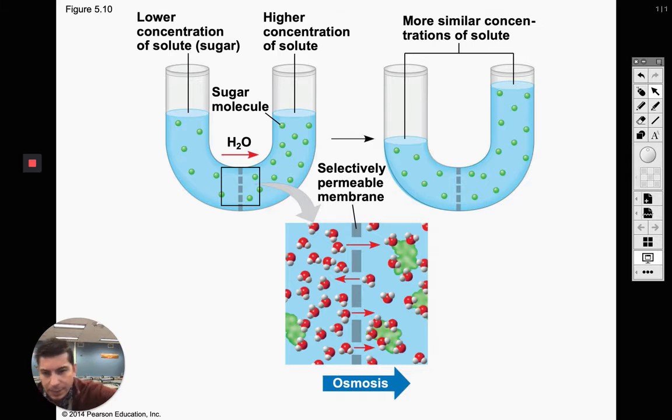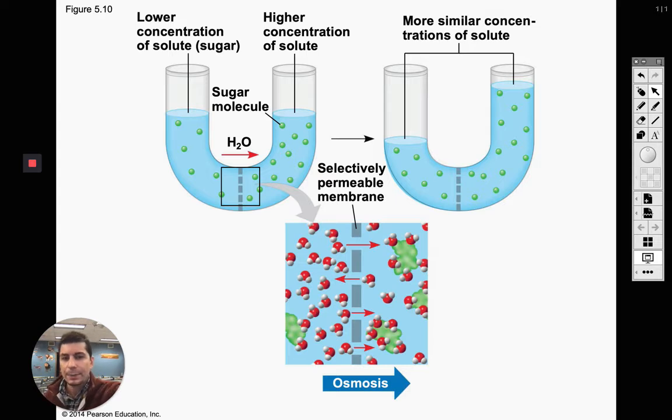So here's the example the book gives you. We have a container here, okay? We have a selectively permeable membrane in the middle. That selectively permeable membrane will allow the solvent to pass through, but not our solute. Okay. For some reason, solute particles are much too big or too charged, too polar to pass through. So we're going to try to even out the concentration of our solute to our solvent.